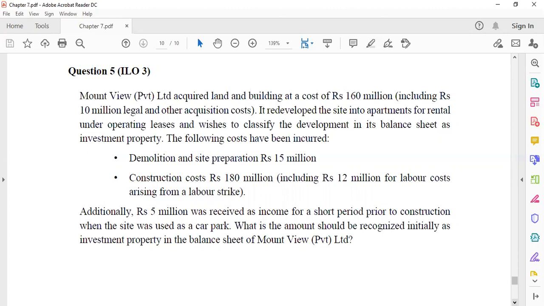In that, the following costs have been incurred. So you need to demolish the existing improvements, the existing building that was there. And the demolition and site preparation cost of 15 million is there. And also the construction cost, you had to construct a new building. The construction cost was 180 million, including rupees 12 million for labor cost arising from a labor strike. So there was a cost that arose from a labor strike. Probably whatever the payments that you had made for this labor during the period of the labor strike.